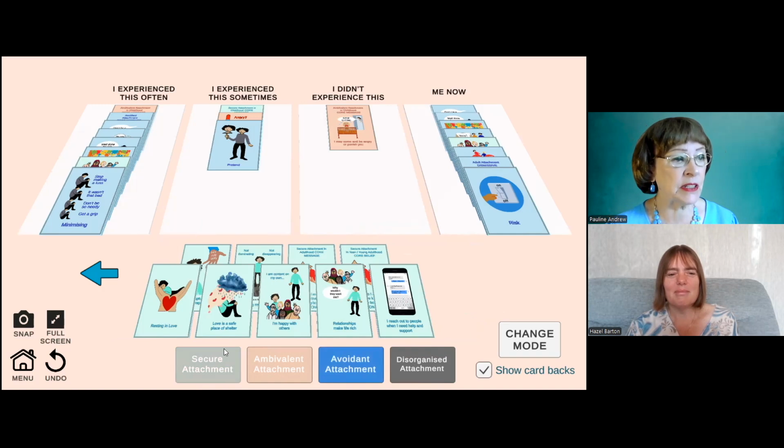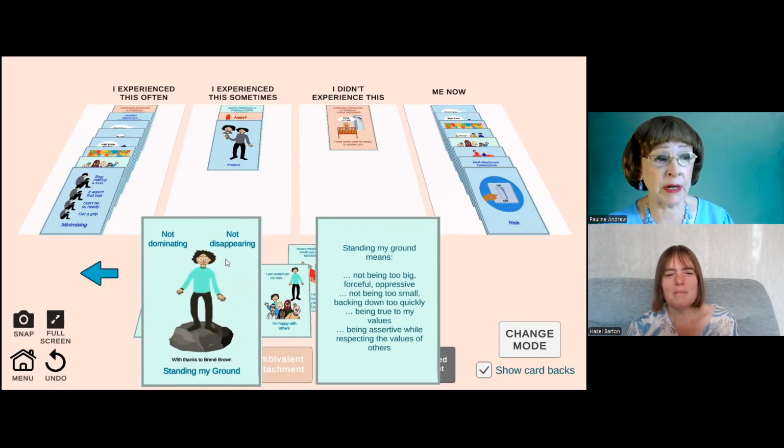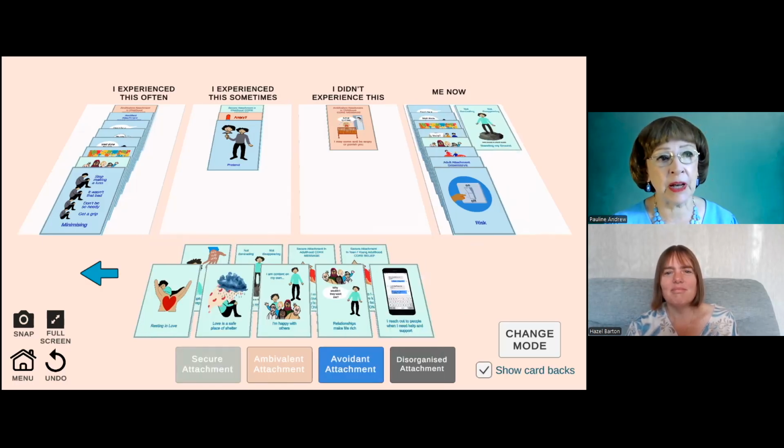Okay. If I go back to secure attachment for a moment, if I choose one, standing my ground, not being too big, not being too forceful or oppressive, but not being too small or backing down too quickly, being true to my values, being assertive while respecting the values of others. My sense of you is that that is you as an adult. Just want to add that to point out that you get 2 rows in each column. I think you can do 8 in each row.